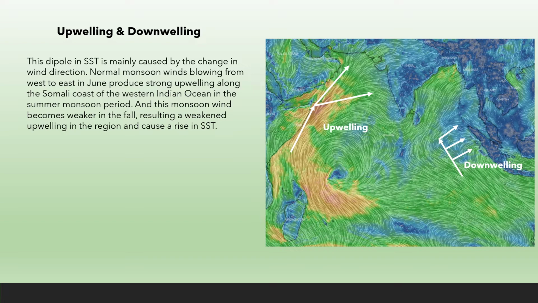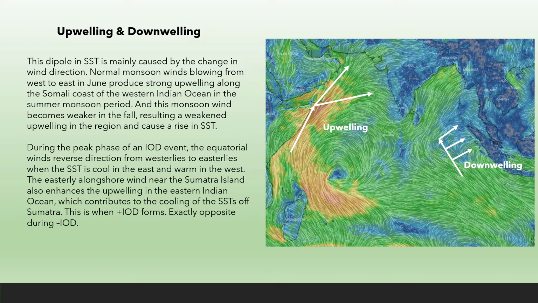Whereas during June time, a downwelling happens over the East Indian Ocean. Here, the downwelling you can see, the wind directly hits the coast of Indonesia, and this increases the sea surface temperatures. So this is called downwelling. So ultimately, downwelling increases the sea surface temperature, and upwelling decreases the sea surface temperature.